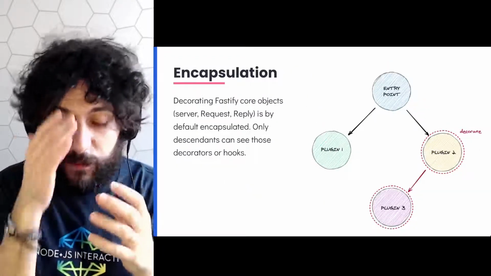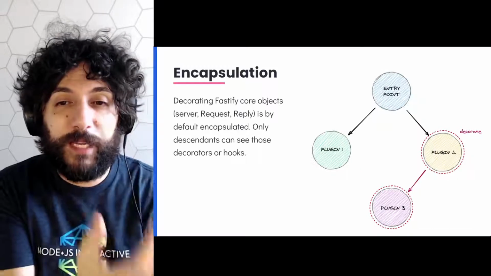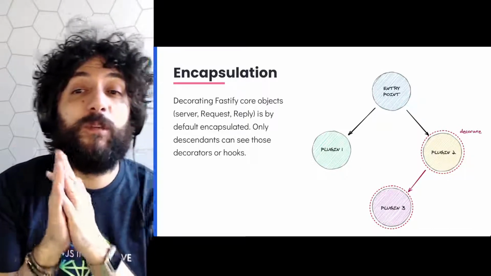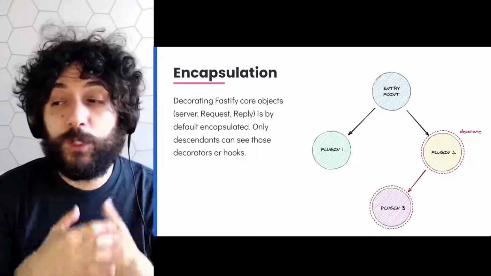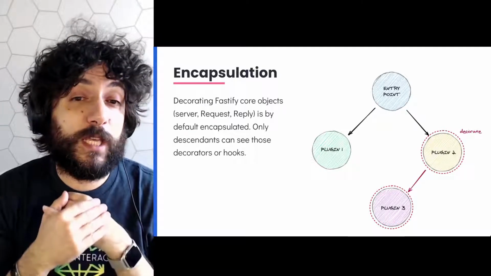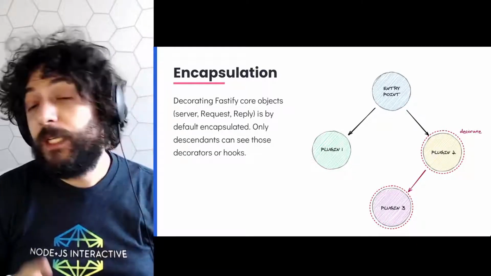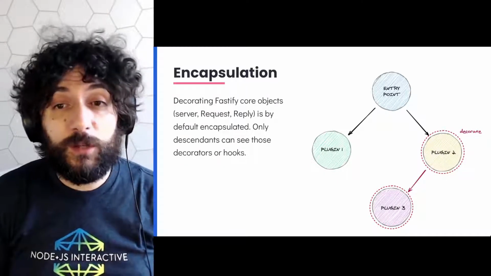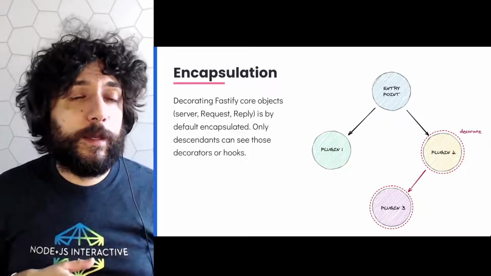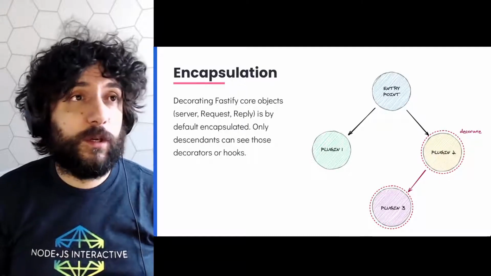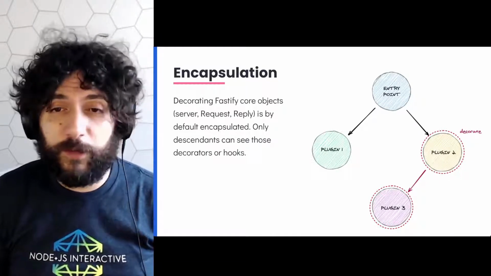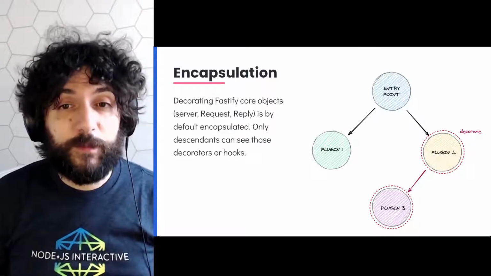In fact, if I want to expose a functionality from one plugin to another, I can use the concept of decoration. So I can decorate the request, the response, or the server to expose some things to my descendant plugins. Now, this is really nice because it's a simple way of providing dependency injection, or inversion of control, if you want to call it that. So it's actually pretty nice.